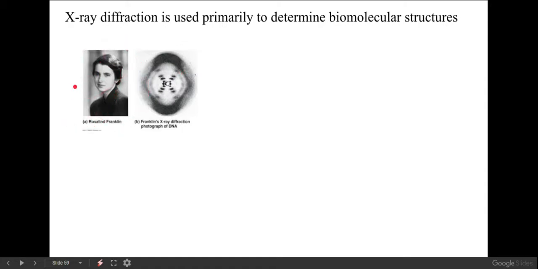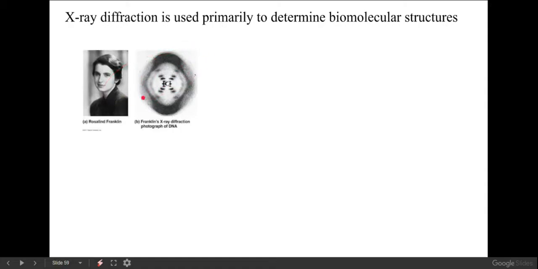This is Rosalind Franklin. Now, she was not a collaborator, but she worked in a different lab trying to tackle the same idea of trying to figure out what is the structure of DNA. And so there was kind of this race going on trying to figure out what is the true structure. And this is her X-ray diffraction photograph of DNA.